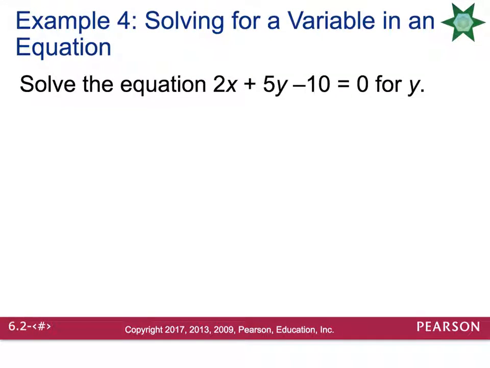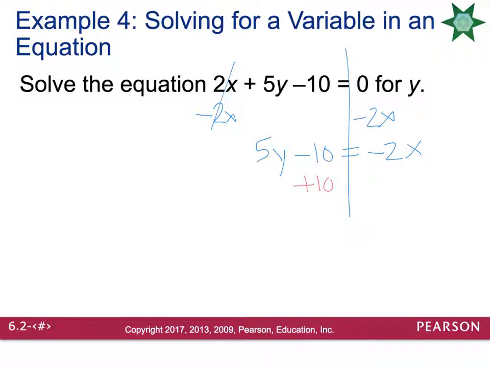So for example, I gave you the equation 2x plus 5y minus 10 equals 0, and I've asked you to solve it for y. So your goal is to get the y on the left-hand side of the equation with nothing else with it. So first thing I would do is I would subtract the 2x to the other side. I would add the 10 to the other side. You cannot combine these as like terms because the 10 doesn't have an x with it.